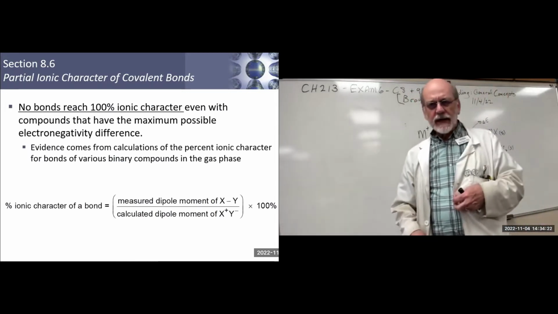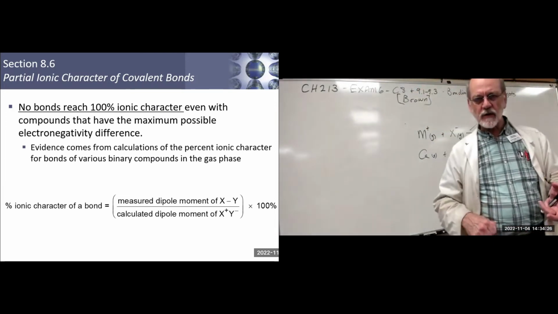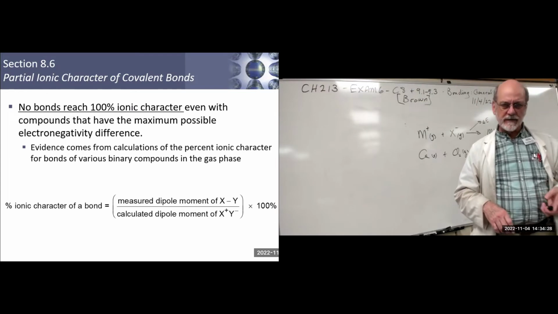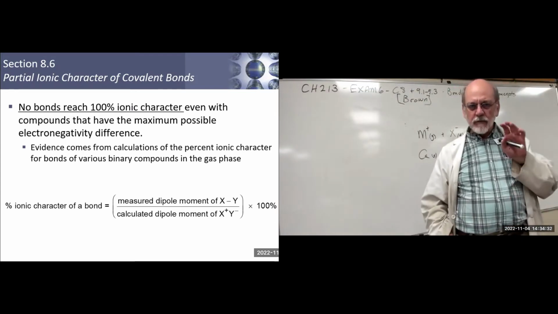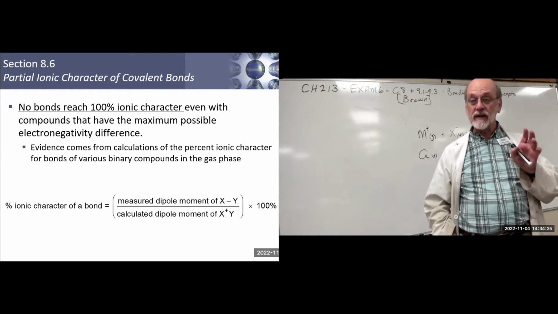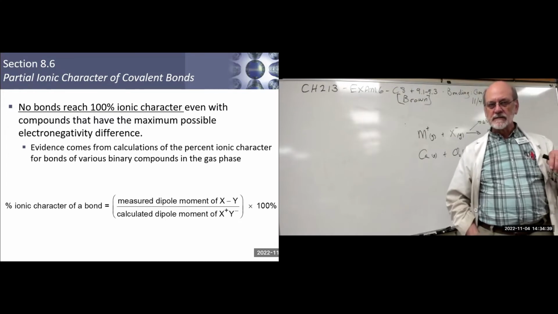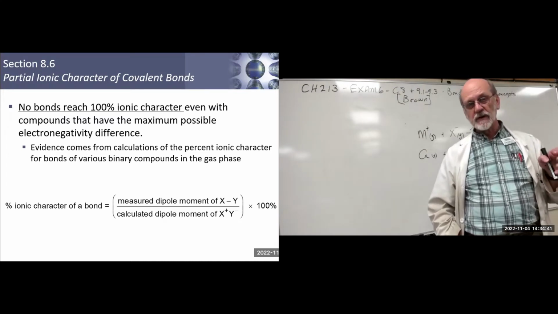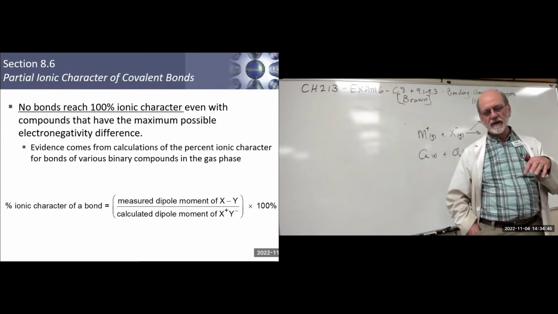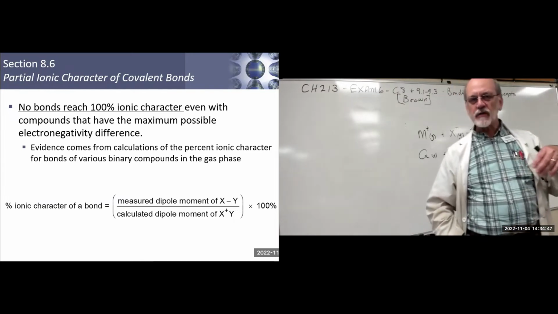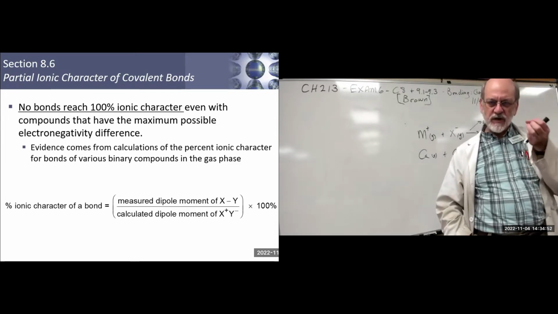So now we're going to switch gears a little bit and actually go back to a topic I introduced earlier, ionic character. Typically, every bond, every covalent bond that forms has some ionic character and some covalent character. There are no bonds that reach 100% ionic character. There's always a little bit of sharing in there.